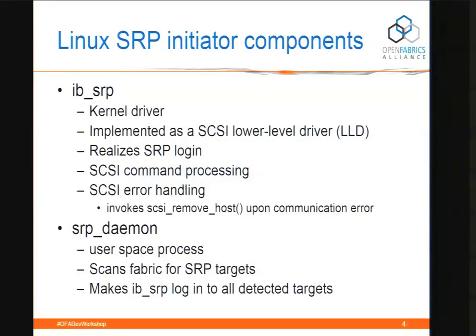As you probably know, the SRP Initiator in Linux is a kernel driver that has been implemented as a SCSI lower level driver. It does not only realize the SRP login, but also performs SRP command processing and error handling. And next to the kernel driver, there's also a user space process called SRP daemon. The role of that process is to scan the fabric for the SRP targets that are available, and for those targets it finds, it performs an automatic login.